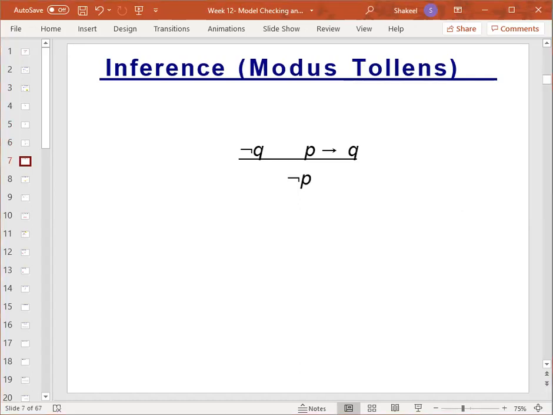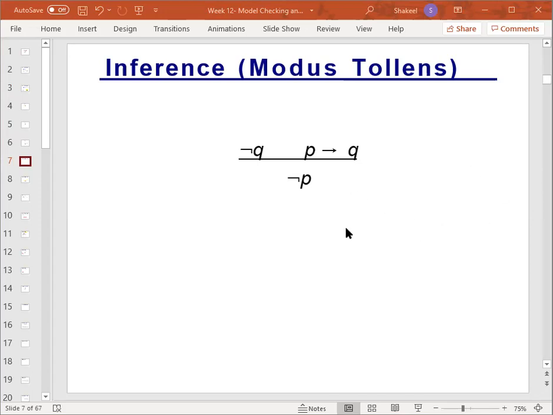Another variant of modus ponens is called the modus tollens. In modus tollens, we are going to leverage the fact that an implication P implies Q is logically equivalent to its contrapositive, not Q implies not P. So this is the key idea of modus tollens. We have P implies Q is equivalent to not Q implies not P.